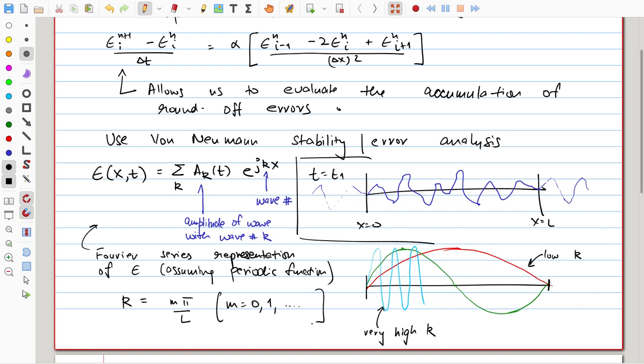Then m equal to 1 is pi by L. So that's the red wave I have drawn here, right? Because the domain length is L, one full wave will be of size 2L in this case. So pi by L is the largest wave, and as m increases, you will see that the wave number, or the frequency, increases.